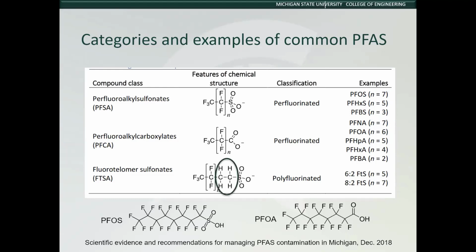The third major class of compounds are the telomers. The difference between these chemicals and the sulfonates is the addition of 2 carbons that are not bonded to fluorine atoms. Hence, as you see here, the carbon-hydrogen functional groups. Hence, these are called polyfluorinated PFAS rather than the perfluorinated compounds.